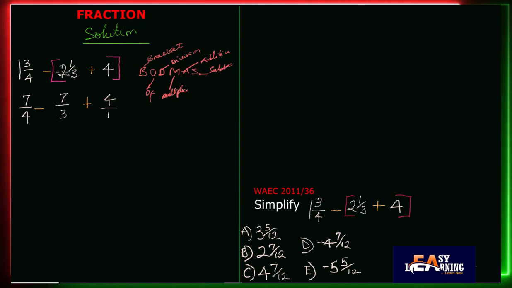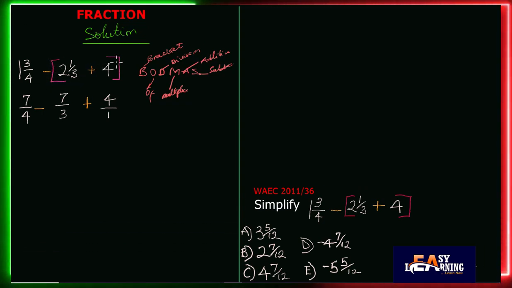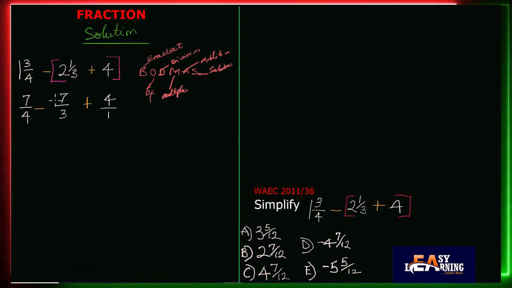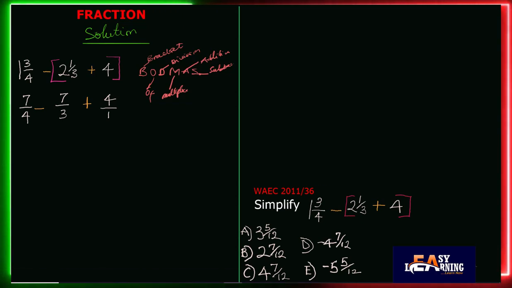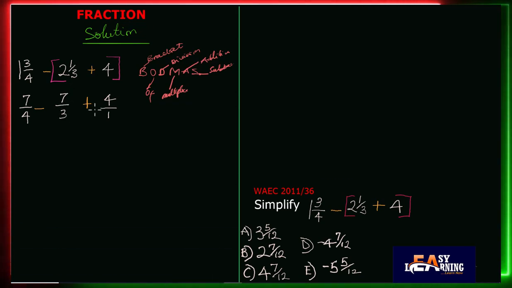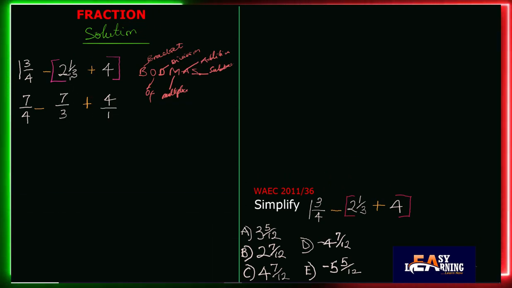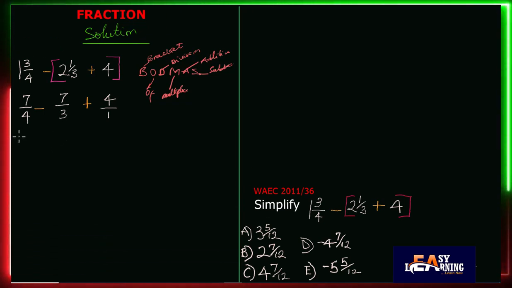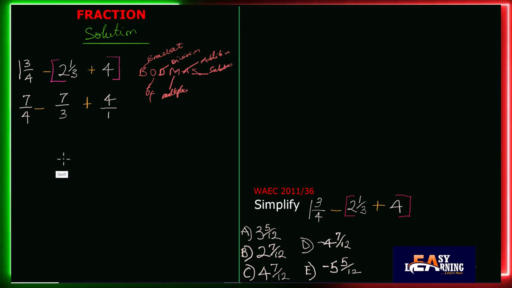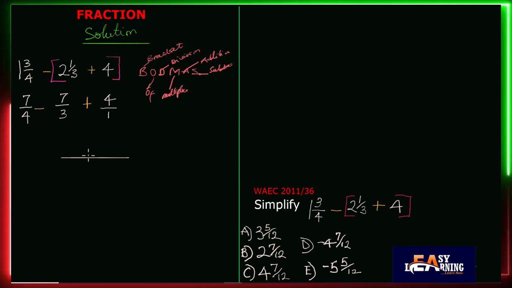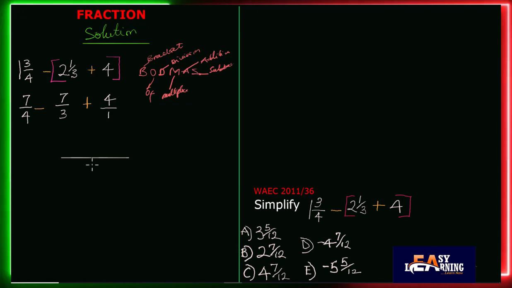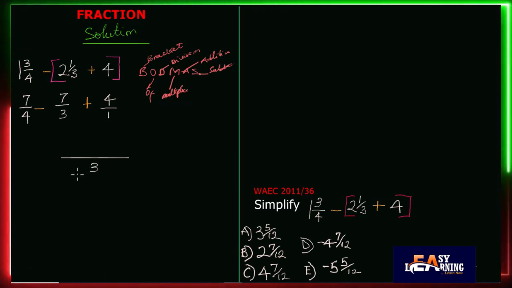So in this case, there is a bracket here, right? Yes, there is a bracket here. So we need to solve what was in this bracket. Quickly, let's solve that. This is what we have in that bracket: 7/3 plus 4/1, when we change this from mixed number to improper fraction. So let's solve the bracket. The LCM of 3 and 1 here is 3. Let's have our 3 here.